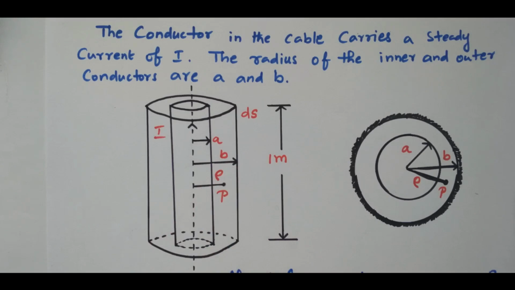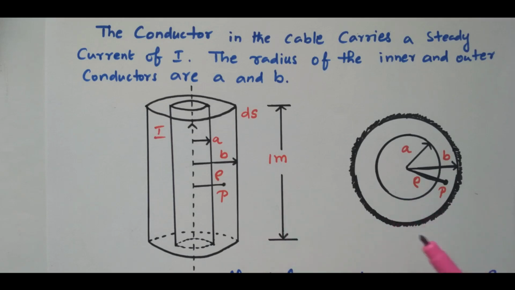Right? So the one straight conductor is available. Current flowing through the conductor is I. This is the inner conductor with radius A. This is the outer conductor with radius B. This is the surface area. The length of the cable or conductor is 1 meter. We consider one point P at a distance rho meter from the axis of the cable. So this diagram is also the same. It's the inner conductor with radius A, outer conductor with radius B. Point P is located at a distance rho meter.